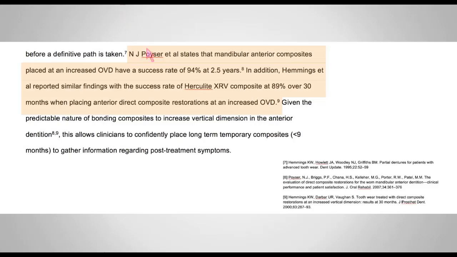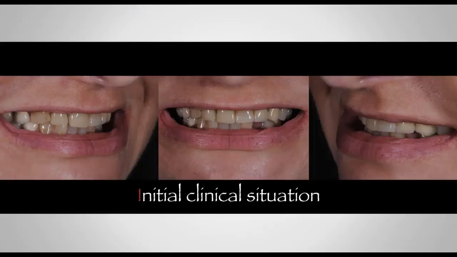And there's a lot of research as well, as you can see here, supporting the use of these regular sculptable composites. These were tested, like Herculite XRV, for 2.5 years with a 94% success rate when you're using these composites for an interim restoration, not a permanent restoration, but a very long interim restoration. That's what I like about using composites.